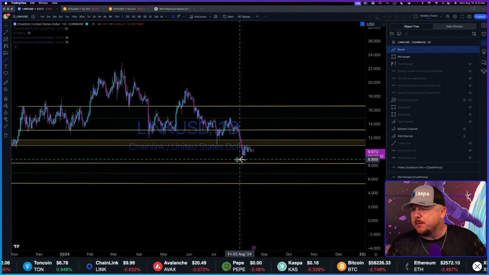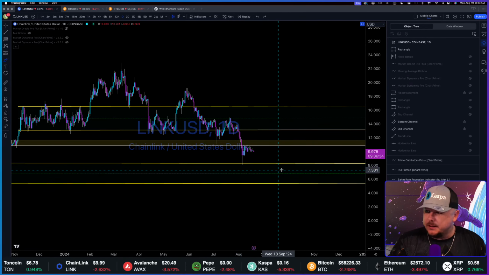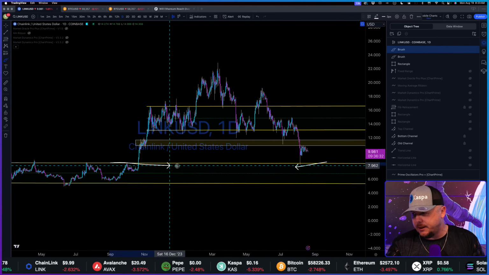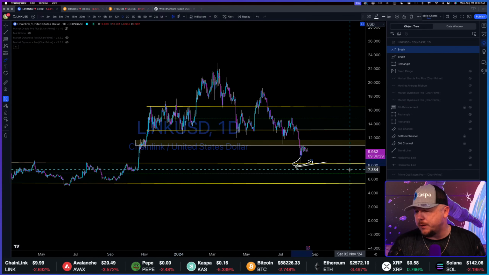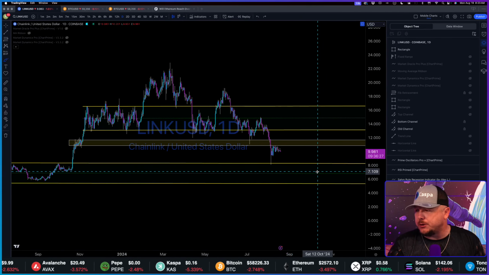Right here, we did hit this bottom, okay? This is the top of this previous range over here, and that is where we came down and we wicked to. I think we're going to go a little bit lower for 2 reasons.